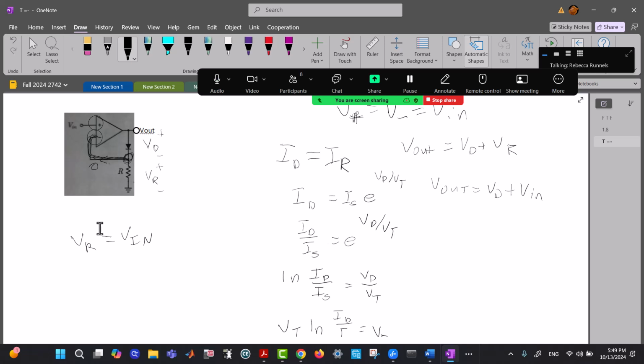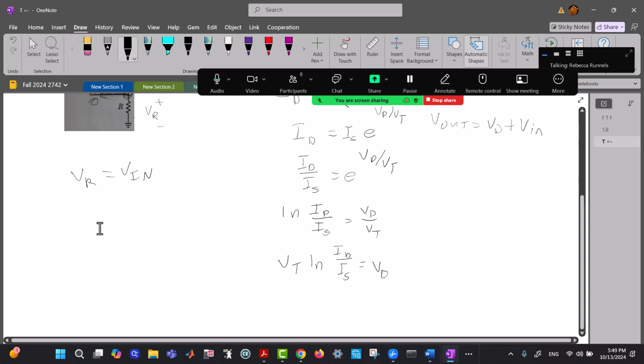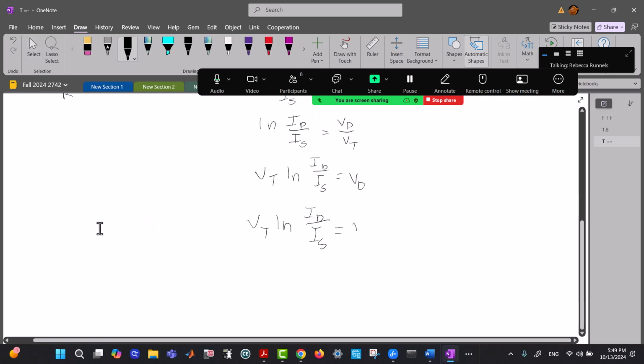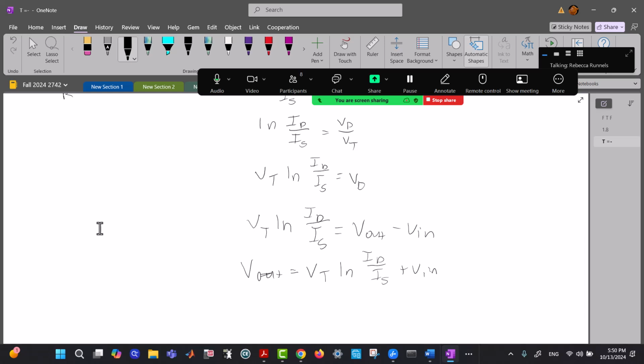So I can say VD equals V out minus Vn. So VT natural log ID over IS equals V out minus Vn. And so now I can add Vn. So I get V out equals VT natural log ID over IS plus Vn. And I think I have all of these things.